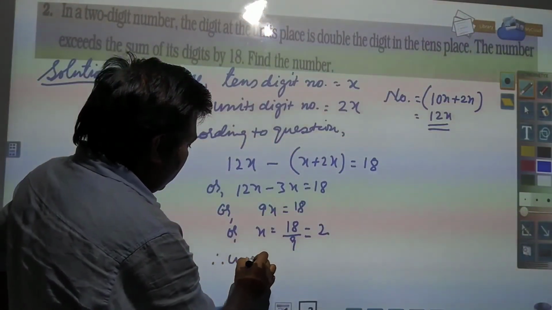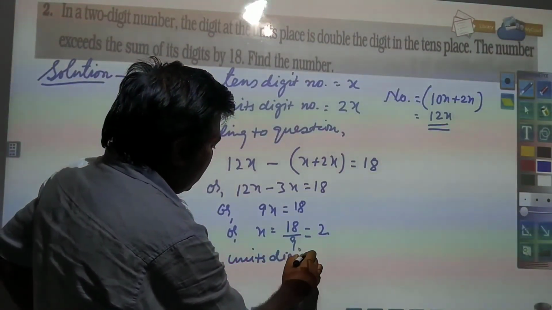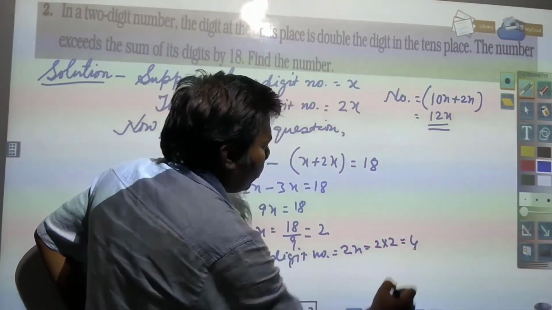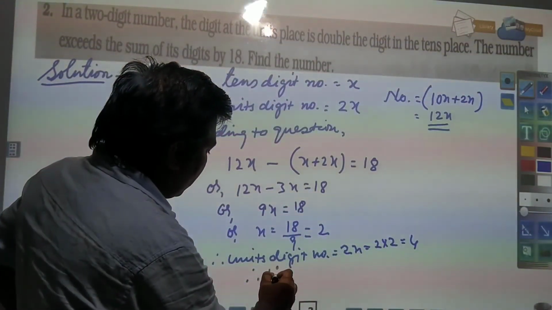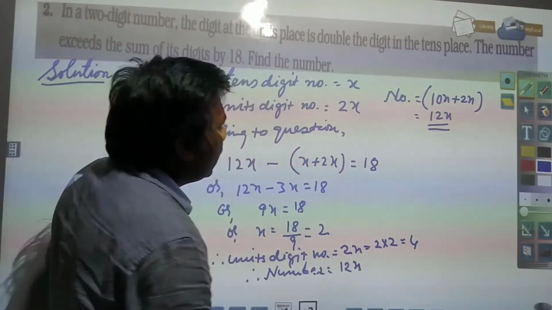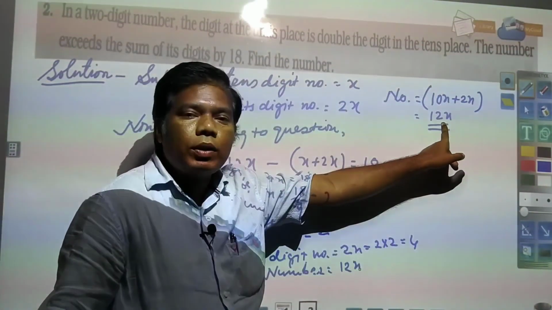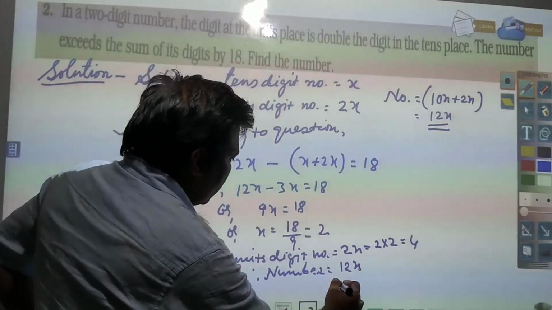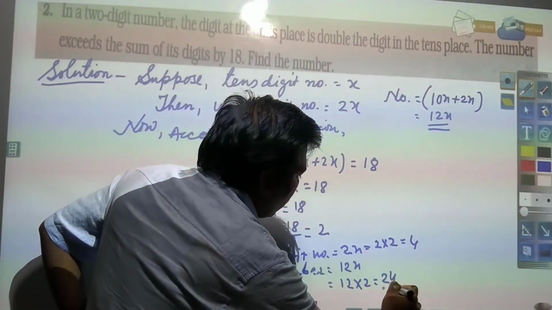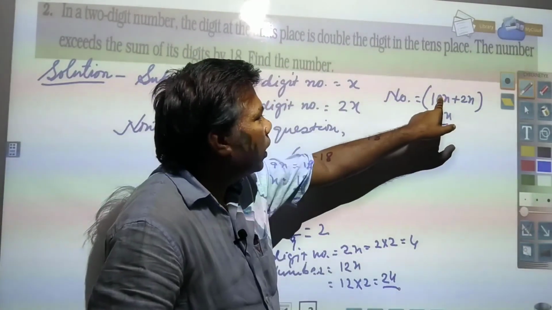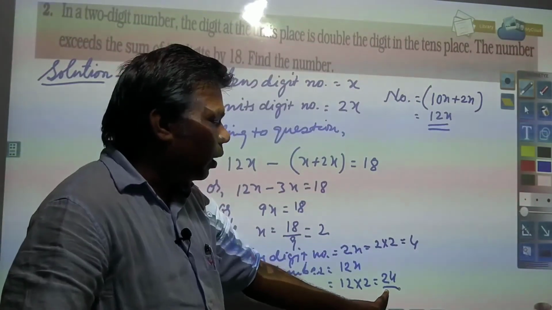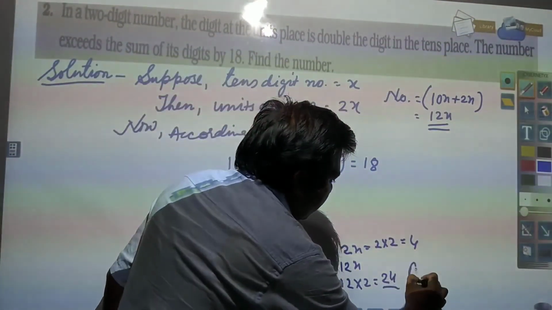Therefore units digit number is equal to 2x. It means 2 into 2, it means 4. Therefore your number will be, number is equal to 12x. The number is what? 10x plus 2x, it means 12x. It means 12 into 2, it means 24. Or you could have written it in this way also, 10x plus 2x, 10 into 2 plus 2 into 2, you have got 24. So this will be your answer.